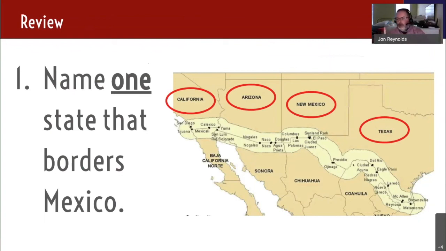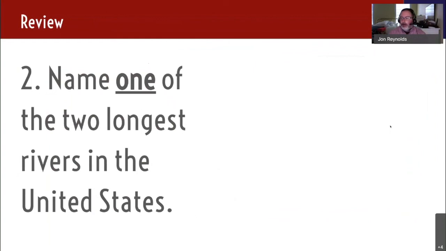So in this case, you only need to name one of those states. So you could say New Mexico, Elena, you could say Texas, right? Elaine, you could say California if you like, but you only need one of those states. Okay, so once again, one state that borders Mexico: California, Arizona, New Mexico, or Texas. All right, let's try number 2.